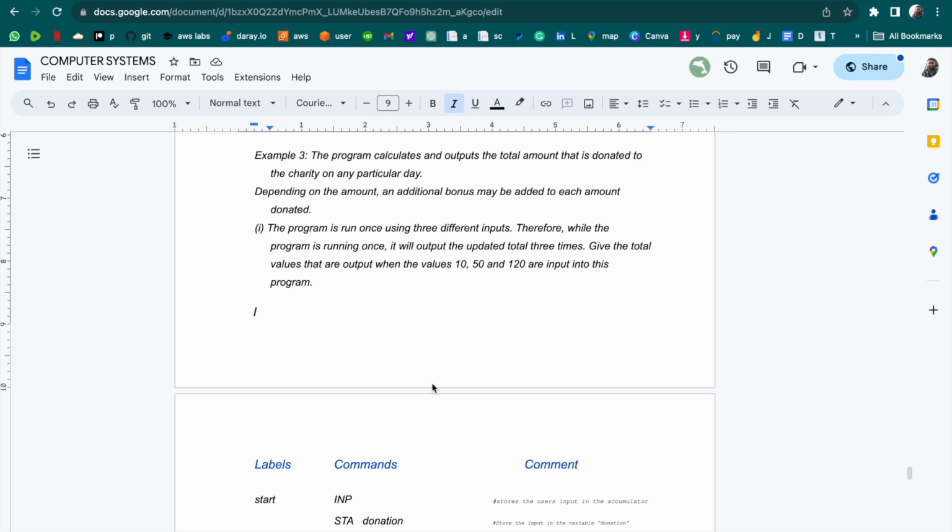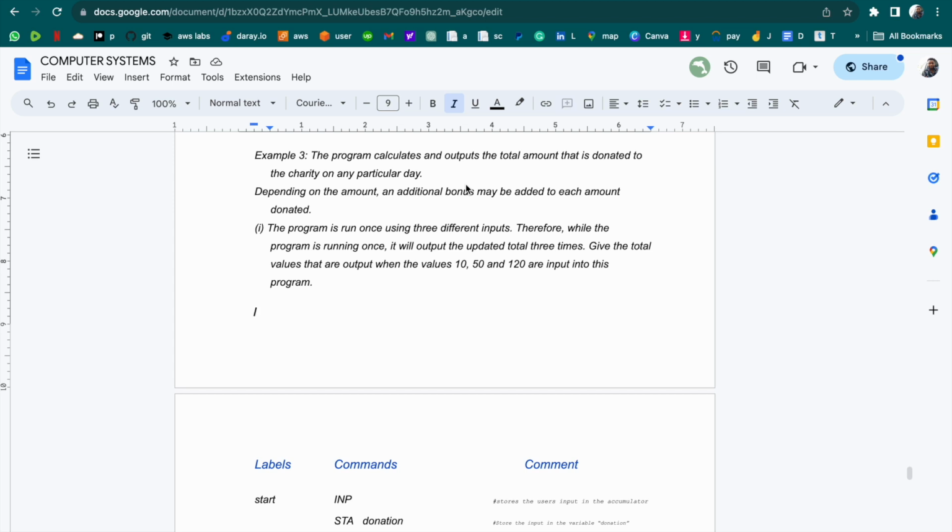So this is a past question in the GCSE Computer Science exam. The program below, which is this one down here, calculates and outputs the total amount which is donated to a charity organization on any particular day. Depending on the amount, an additional bonus may be added to each amount. Right? They didn't tell us the condition where the bonus is added, but it's in the code if you know how to interpret it.